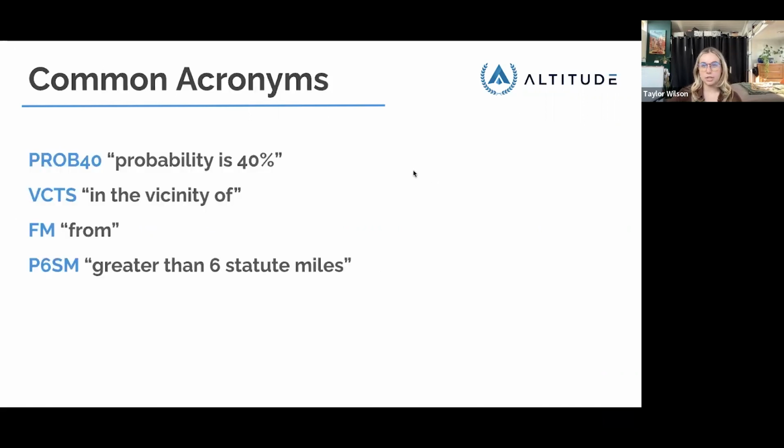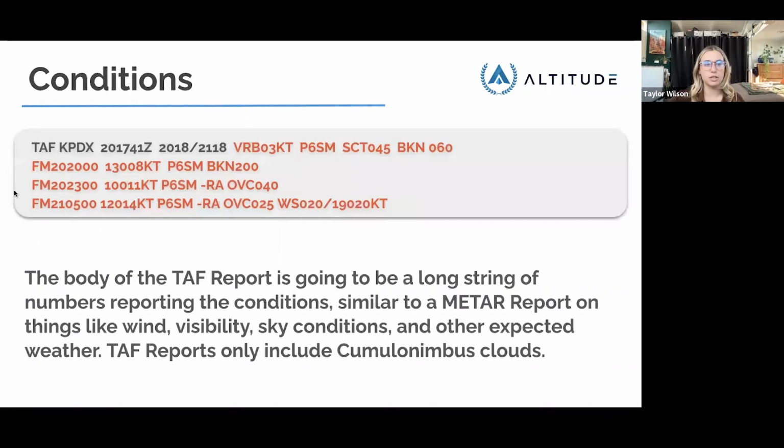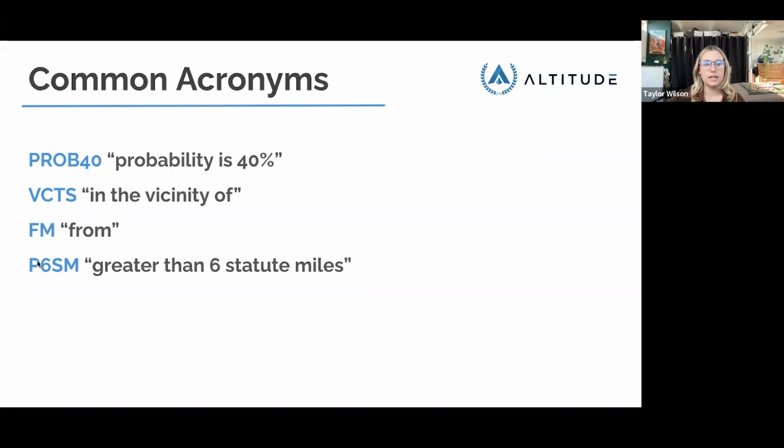Some common acronyms that you also might see in a TAF report is this PROB40. So the probability of that type of weather occurring is 40%. So sometimes you'll see that after a thunderstorm is forecasted. VCTS means in the vicinity of, so you might see that when they're talking about rain showers. FM means from, like we just saw in this example here. And then that P6 statute miles is greater than 6 statute miles or plus 6 statute miles.